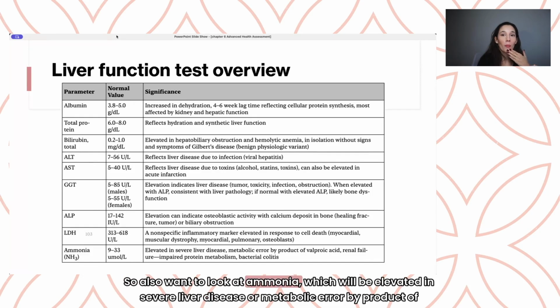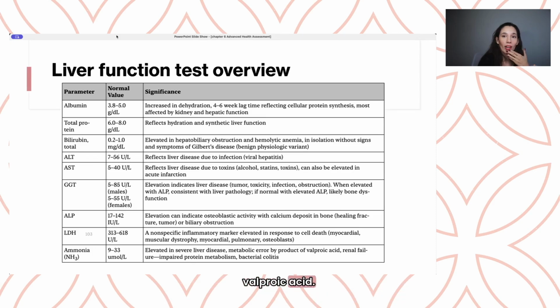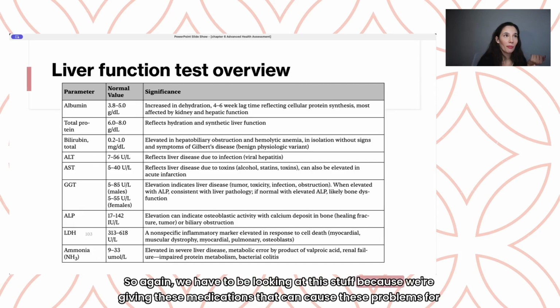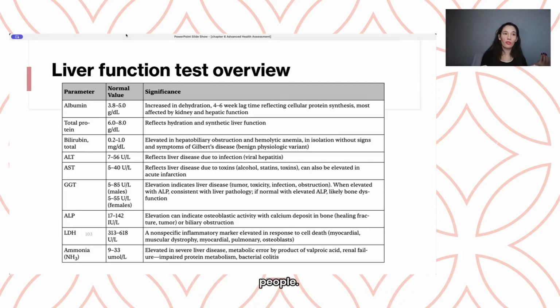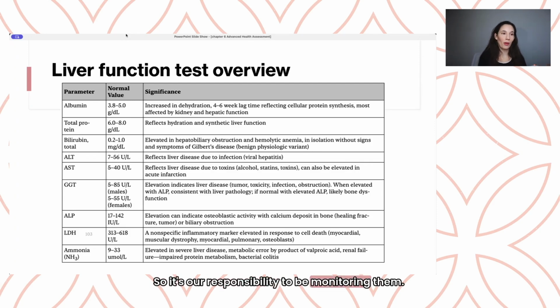So also want to look at ammonia, which will be elevated in severe liver disease or metabolic error, byproduct of valproic acid. So again, we have to be looking at this stuff because we're giving these medications that can cause these problems for people. So it's our responsibility to be monitoring them.